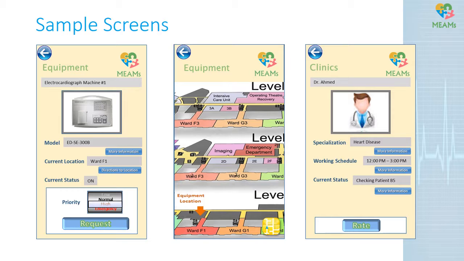Another example from the clinic's perspective, and as I said, we are targeting one of the main problems in some hospitals in Egypt, which is the external clinics. And here we have Dr. Ahmed, and what is his specialization, what is his working schedule for a given day, and the current status. So he's now checking patient B5, and under more information, maybe we can identify the waiting time and other information if needed. And also we can rate the doctors so that you have a global database of the doctors and the recommended doctors within this hospital from the patient's point of view.